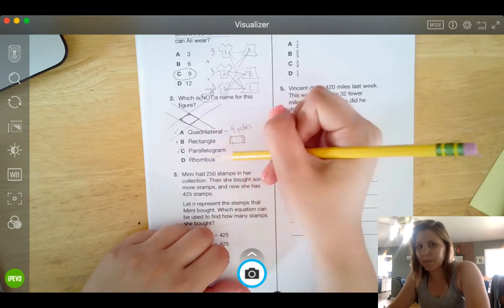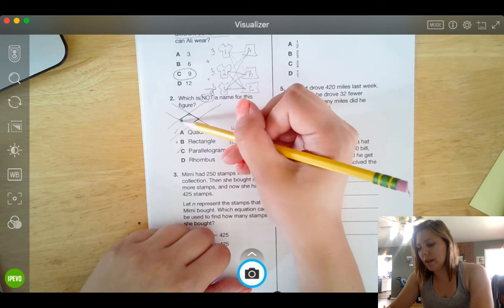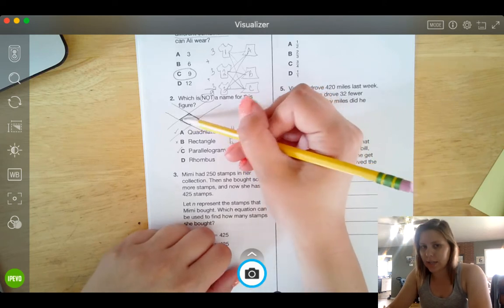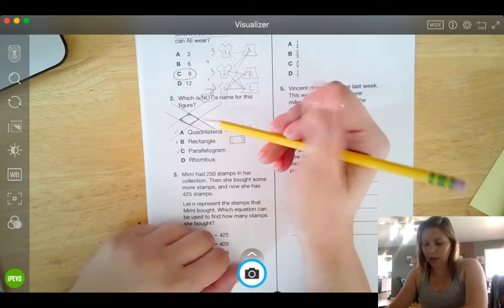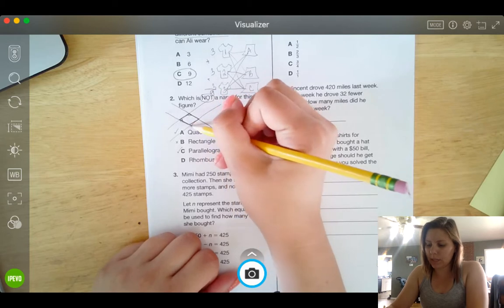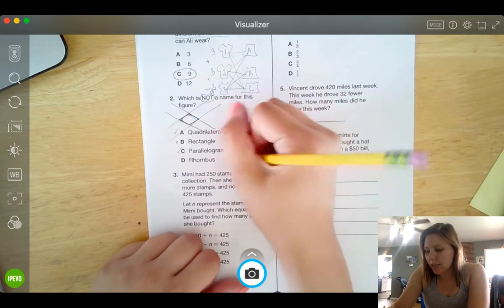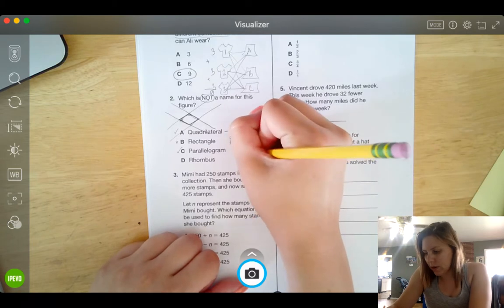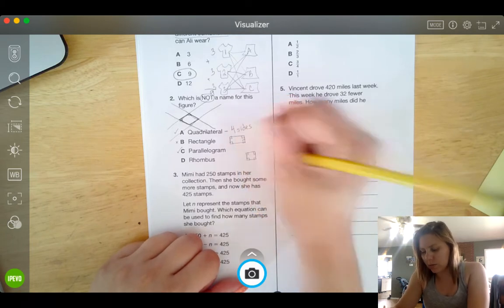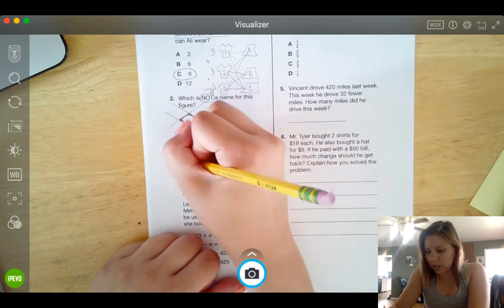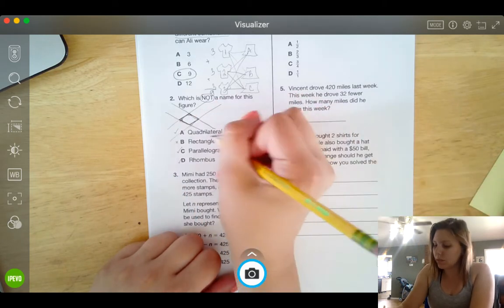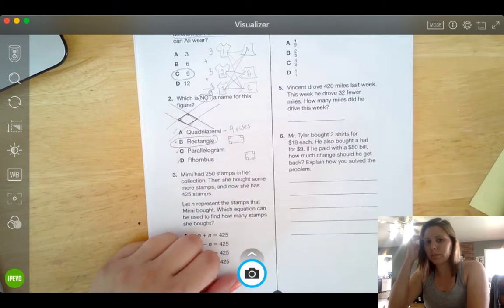And a rhombus means that it has 4 equal sides and that are parallel. So this side is the same as this one, is the same as this one, the same as this one. The difference between a rhombus and a square is that a square, like a rectangle, has square angles or right angles. So it is a rhombus. So the only one it is not is a rectangle, B.